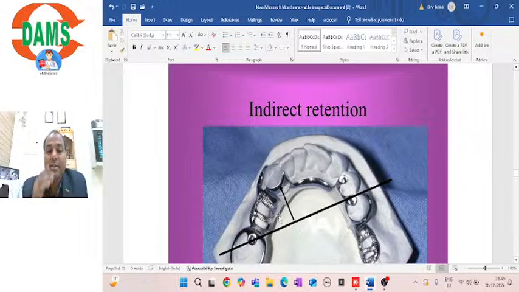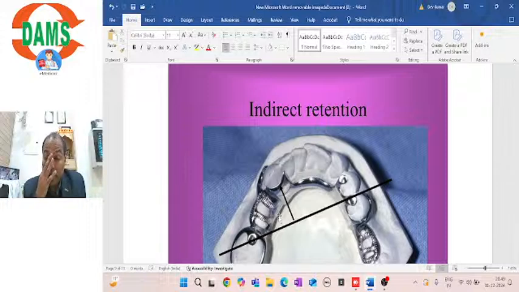Remember this: the only minor connector that is flexible is the I bar of the approach arm of the bar clasp. Otherwise, these are the minor connectors. Minor connectors are the connecting link between the major connector and any other portion of the cast partial denture. If you see, the major connector is this, the rest is this, so between these two it is a minor connector.